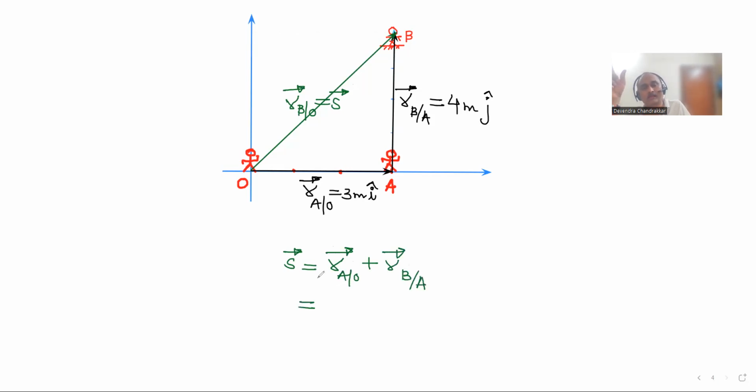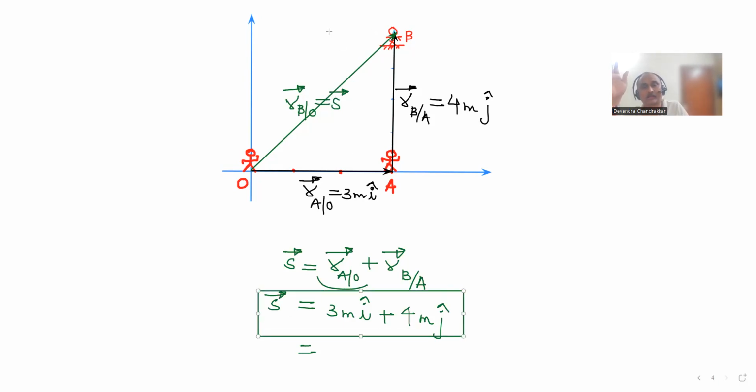And what is the magnitude of this? It's 3 meters i cap plus 4 meters j cap. Yes or no, all of you? Yes, sir. Now, this is the displacement vector, right? Now, how to find its magnitude? Pay attention. How to find the magnitude of vector S?